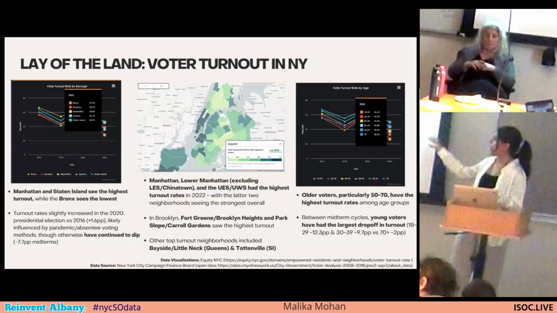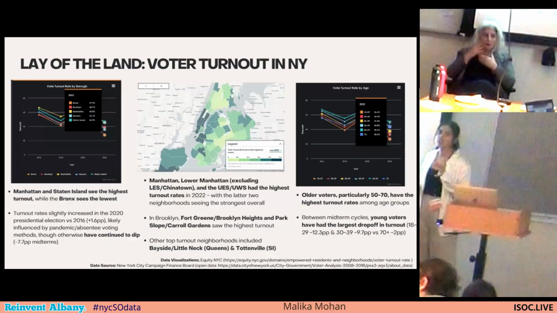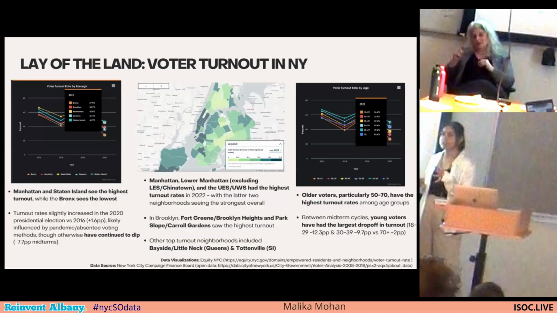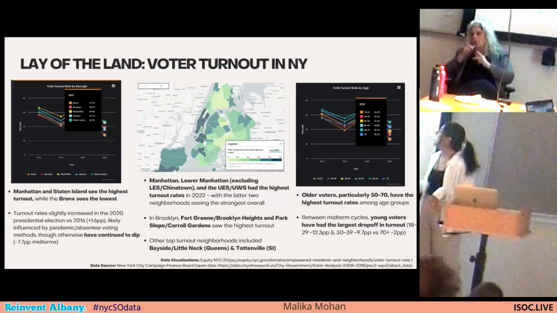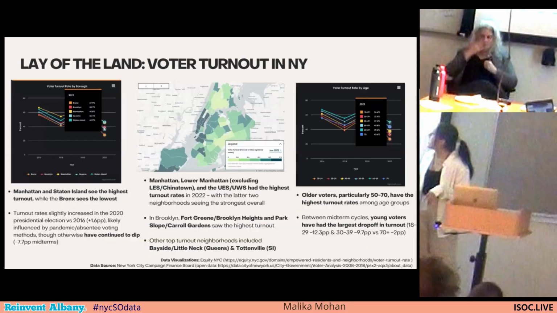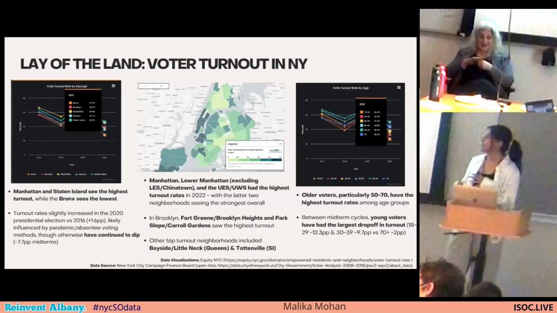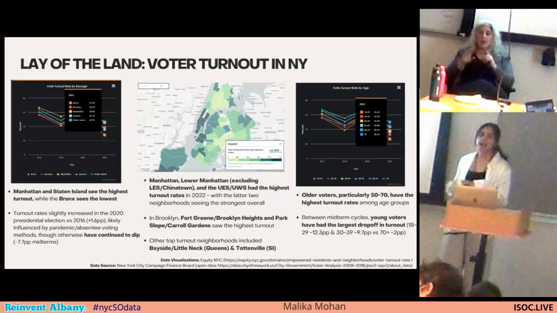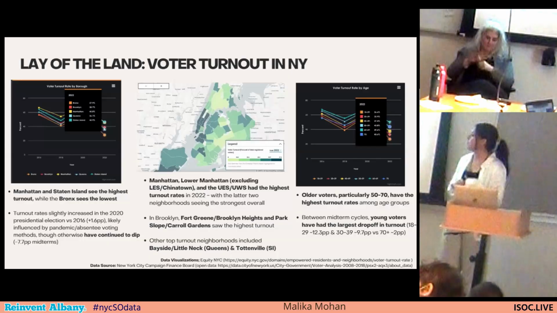Now zooming into neighborhood, on this map, the darker shading represents areas that turned out at higher rates. And here we're defining turnout as the number of voters that cast a vote over the number of registered voters. And the lighter regions of this map are lower turnout rates. So by neighborhood in Manhattan, lower Manhattan, excluding Lower East Side and Chinatown, and the Upper East Side and Upper West Side had the highest turnout rates in 2022, with the latter two neighborhoods of Upper East Side and Upper West Side seeing the strongest overall.